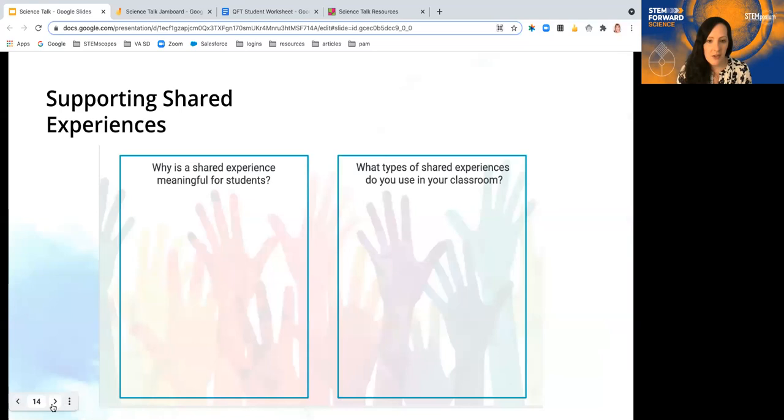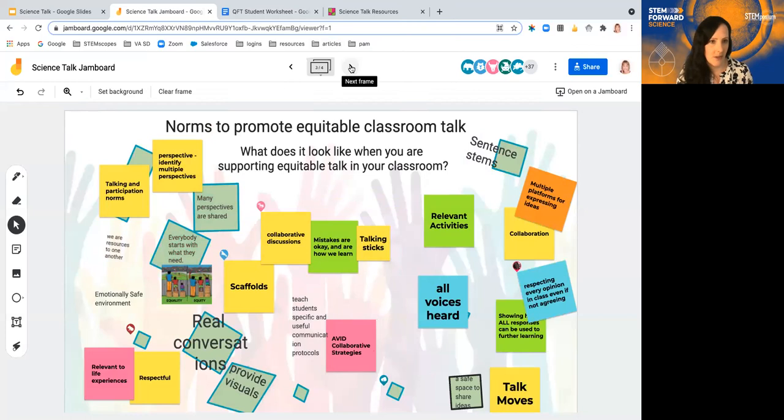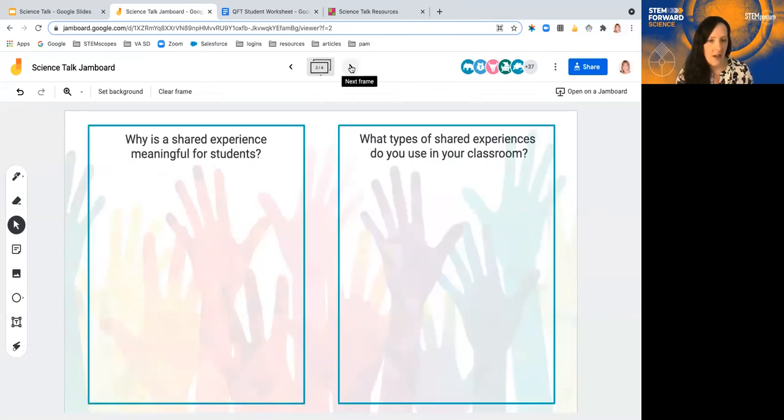So what we're going to ask you guys to do is, this will be our final time in the Jamboard. Head back into that Jamboard that you've already been in, and slide the cursor over to page number 3. We have these 2 questions up here, 2 things that we want you to respond to. Why do you feel a shared experience could be meaningful for students? Why is this something that we want kids to be able to do together?